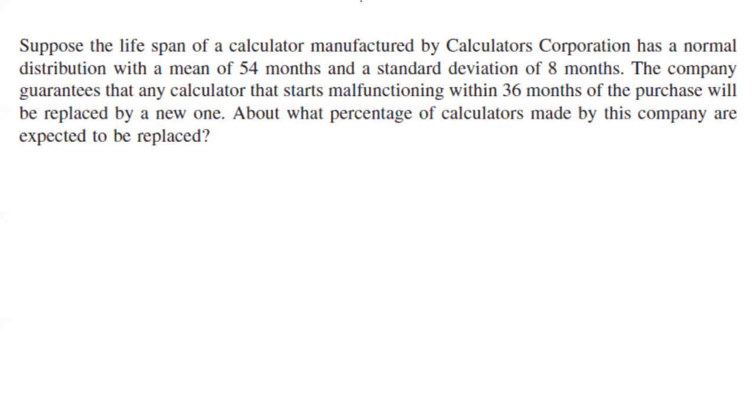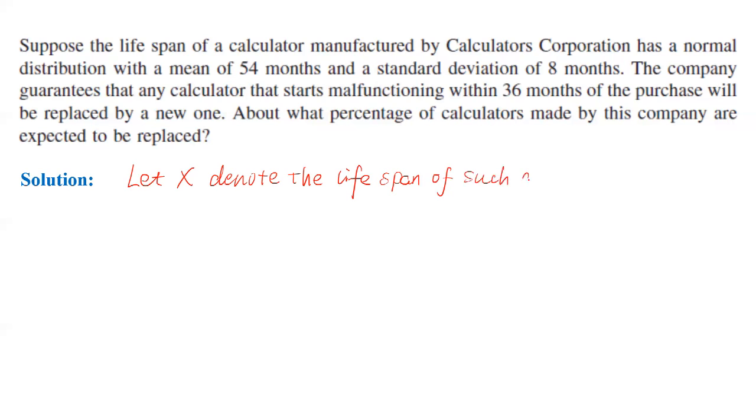All right, have you finished? The first step is to understand the meaning of the random variable. So what's the random variable here? The lifespan of such a calculator, right? Okay, so first of all, let X denote the lifespan of such a calculator. And the unit is months.